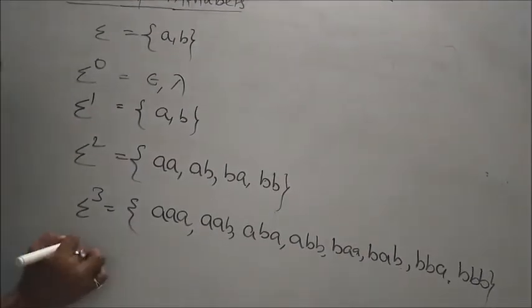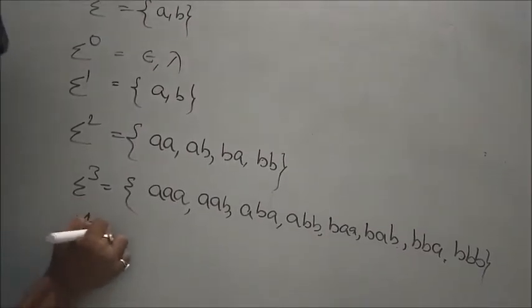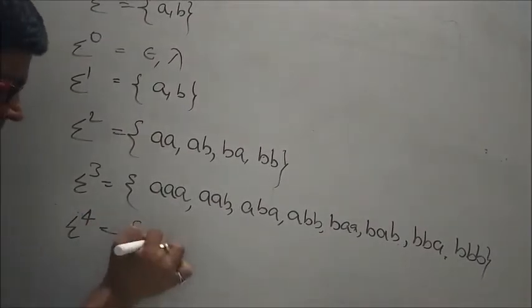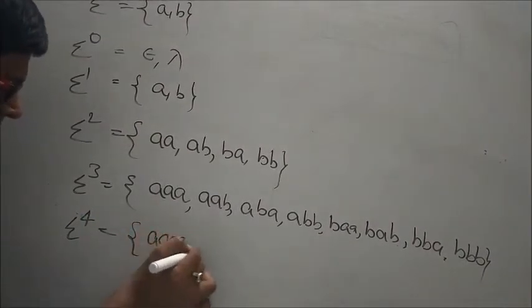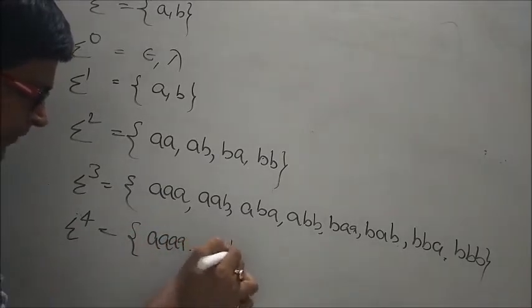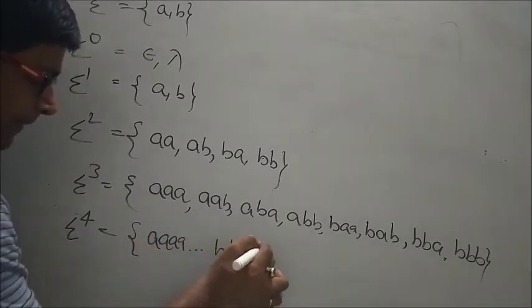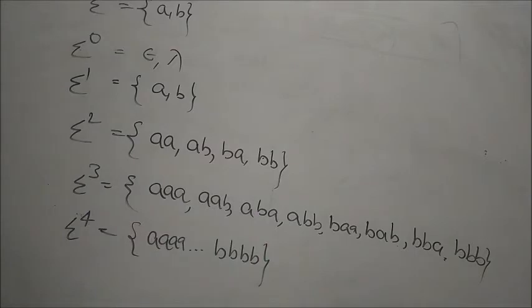Similarly, if you want to go for 4, it will start from A up to B. So I think with the help of these two symbols you can well understand the power of alphabets.